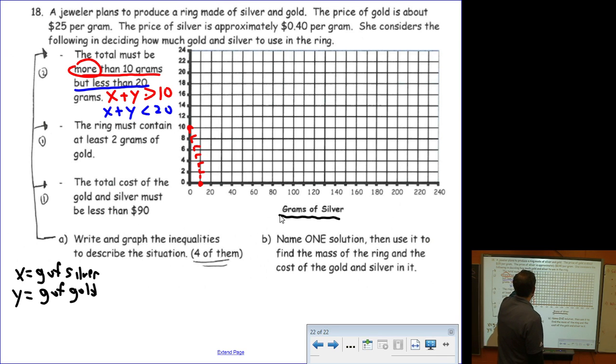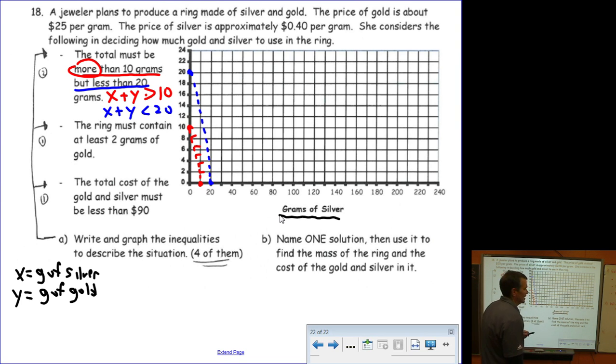The x-intercept is 20, so that's right there. The y-intercept is 20, and that's right there. This is also a dashed line. Would look like that. Kind of. A straight edge would be really handy here.